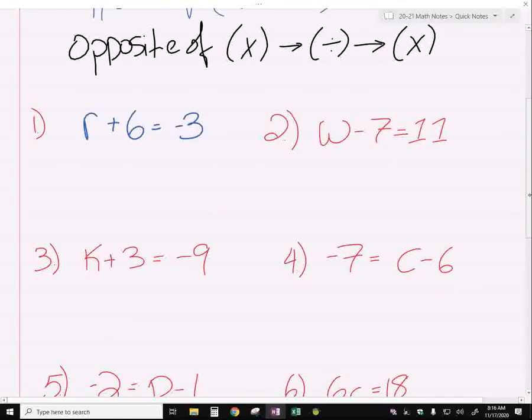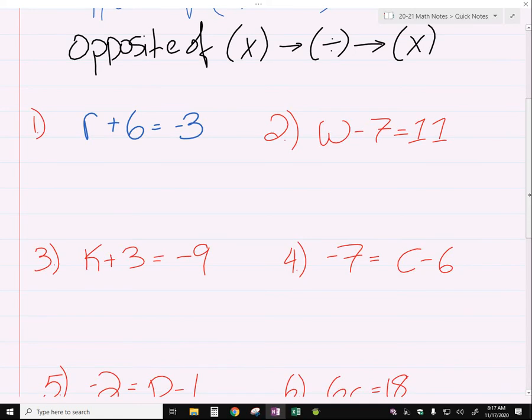So with number 1, we have r plus 6 equals -3. If you didn't write that one down yet, please do so. And if you do write 3 and 4, make sure you leave a couple spaces of room. So we want to get the r by itself so we can solve for r. What is happening to r that we have to undo? What's happening to r on the left side of the equal sign?